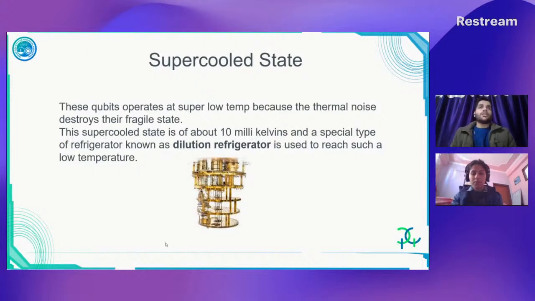If you search quantum computer on Google, definitely these types of pictures will come up. So these are basically the refrigerators, and qubits are placed below these refrigerators. That's where the quantum bits and the quantum gates perform, below these refrigerators.